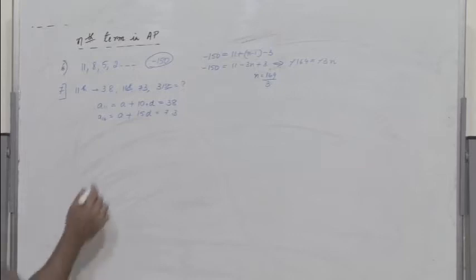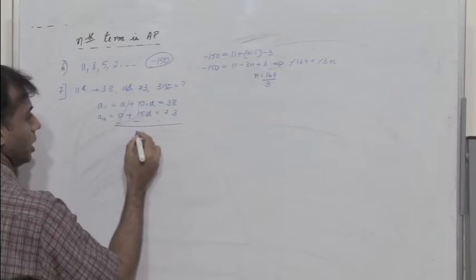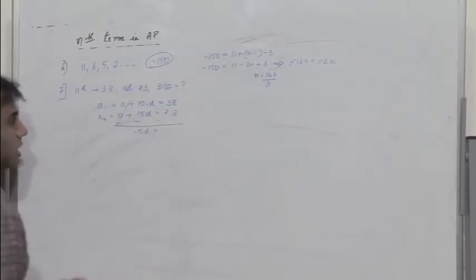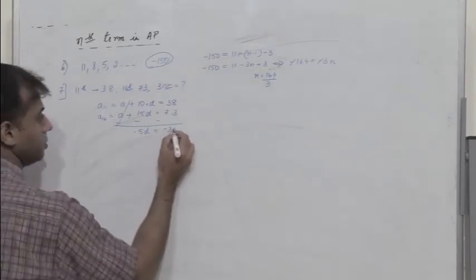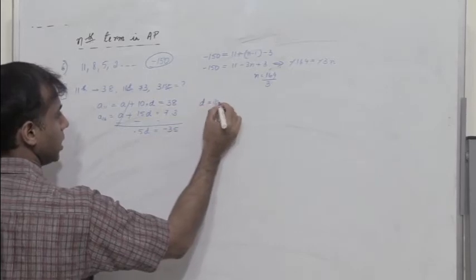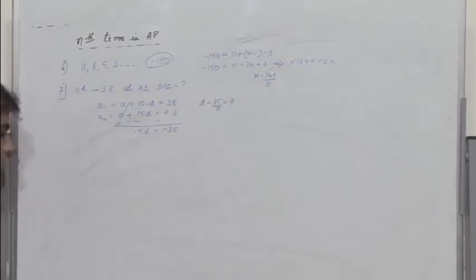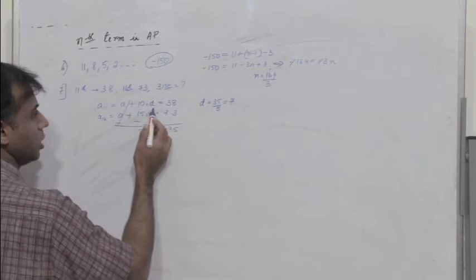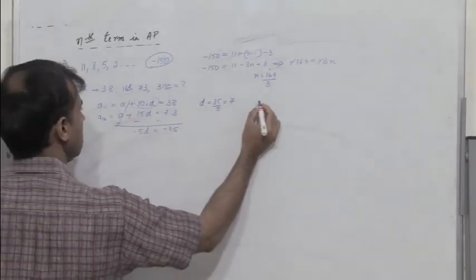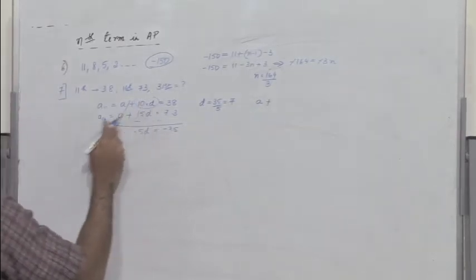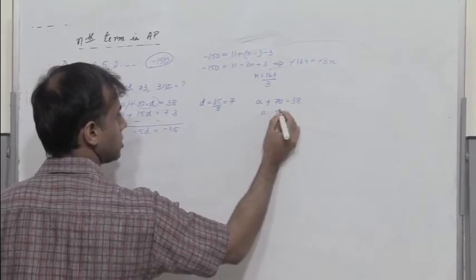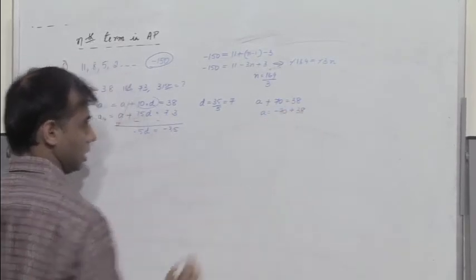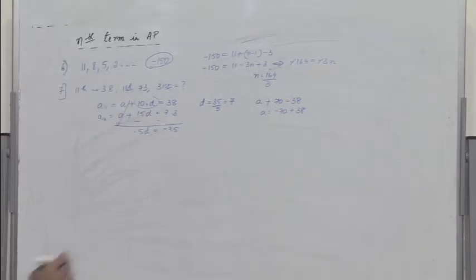So let us subtract both of them. So I get minus 5D. So here we have 38 minus 73, which gives us minus 35. So therefore D equals 35 by 5, which is 7. So if D is 7, let me substitute the value of D in one of the equations. So we get A plus 7 into 10, which is 70, equals 38. So A equals minus 70 plus 38. So we get minus 32.